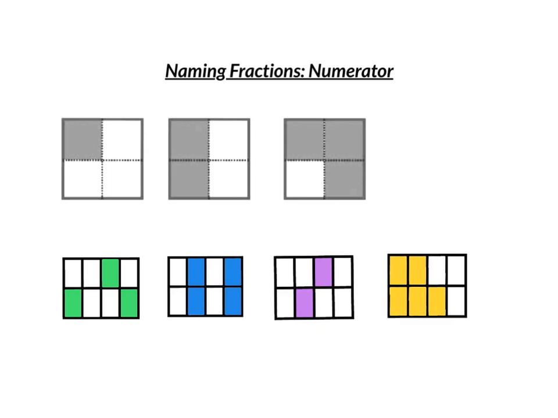If we look at the top example, we are looking at quarters. Our squares are divided into 4 equal parts, so they are called quarters. Our first example in the top left-hand corner shows 1 quarter. 1 of 4 equal parts are shaded. Our second example shows 2 out of 4 equal parts, or 2 quarters, shaded. Our third example shows 3 out of 4 equal parts shaded.